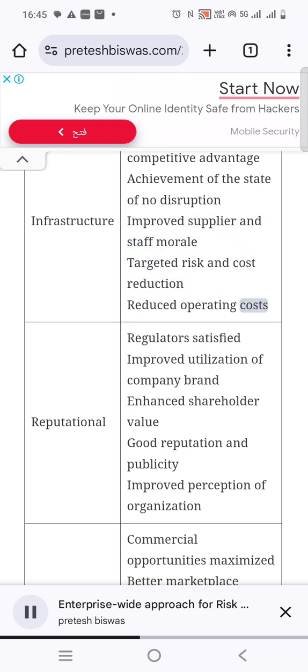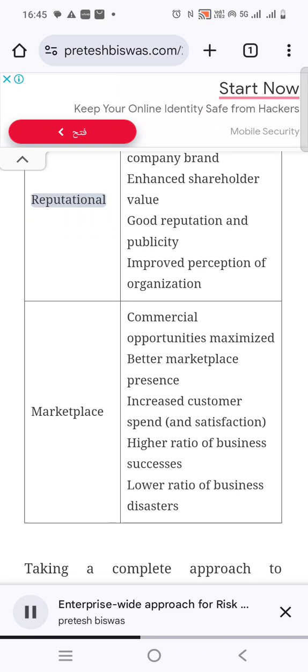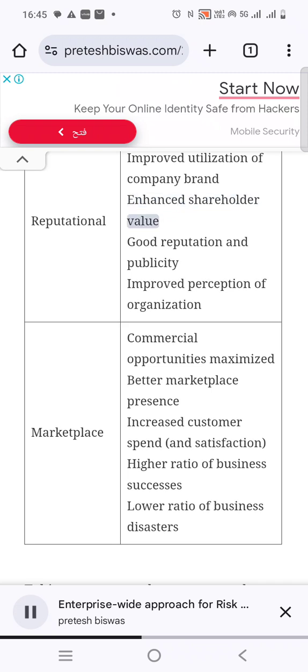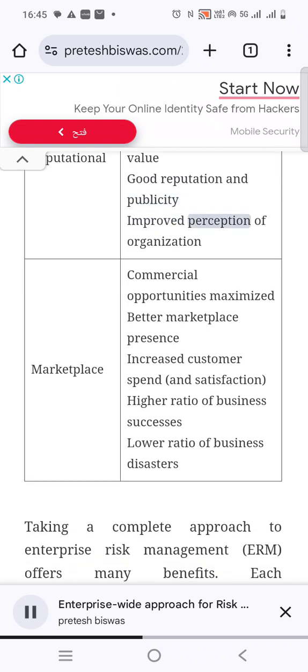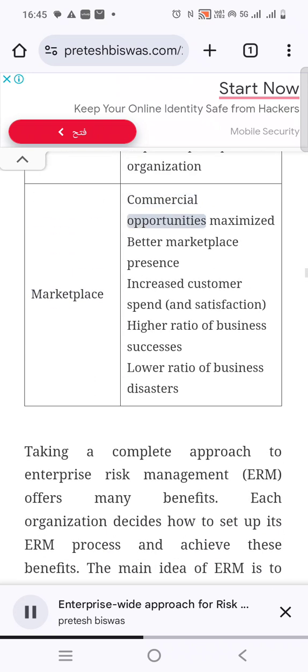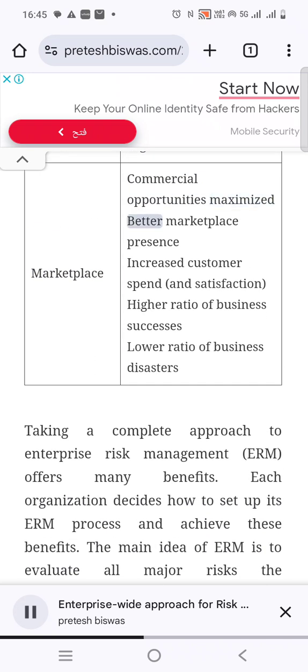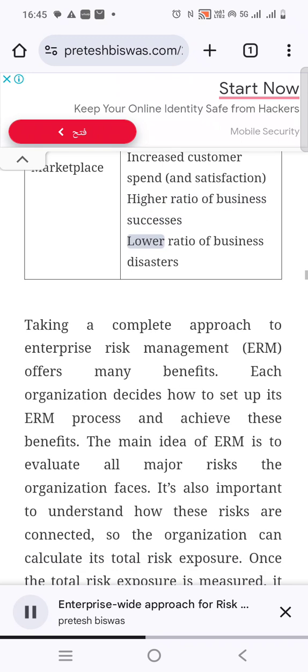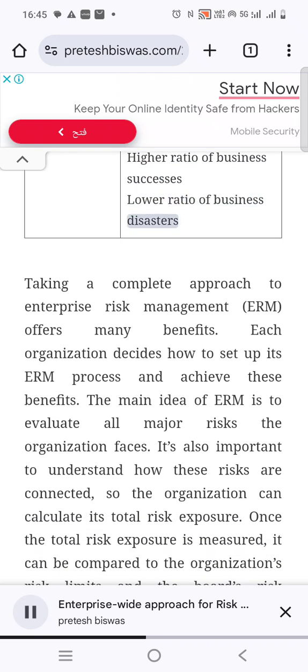Reputational: regulators satisfied, improved utilization of company brand, enhanced shareholder value, good reputation and publicity, improved perception of organization. Marketplace: commercial opportunities maximized, better marketplace presence, increased customer spend and satisfaction, higher ratio of business successes, lower ratio of business disasters.